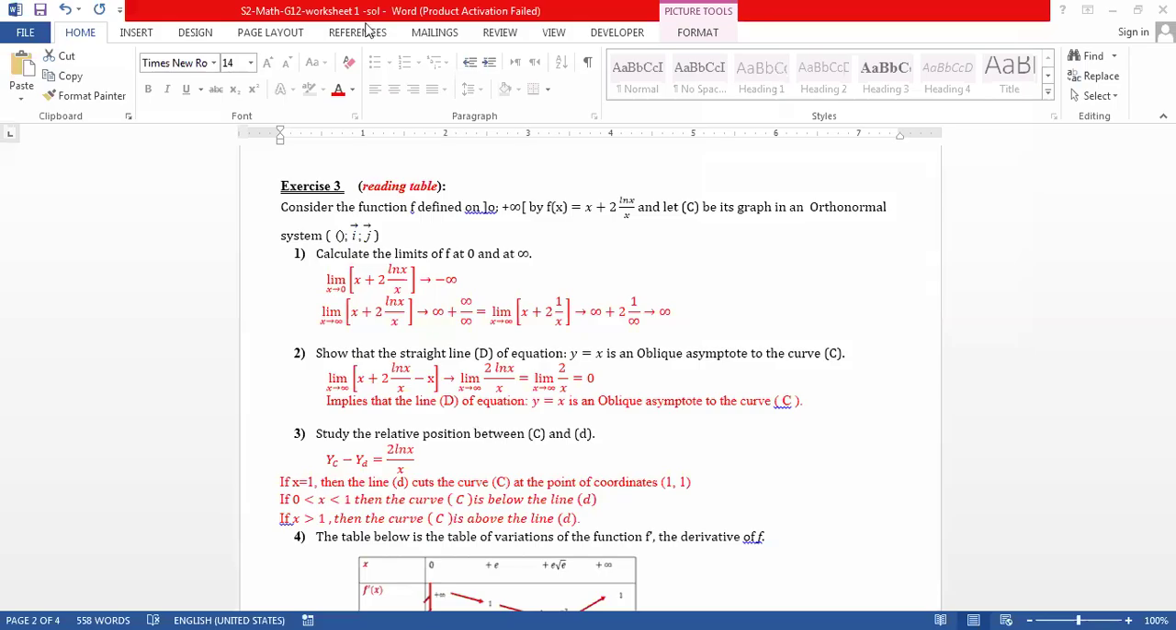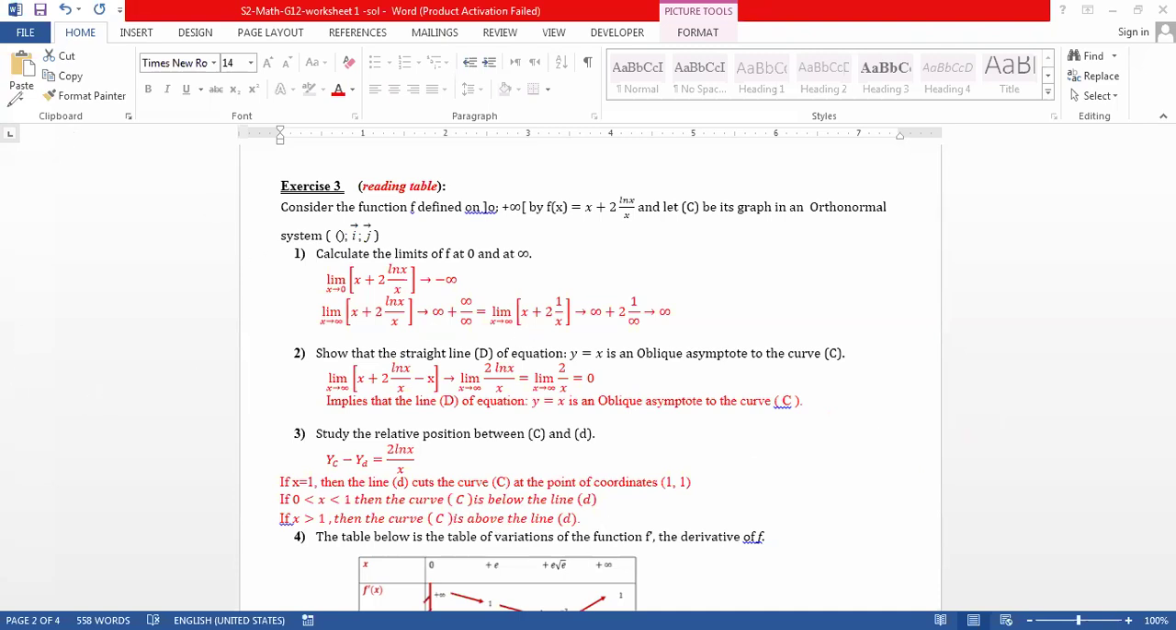And now we need to study the relative position between the curve and the straight line. So y_C minus y_D is 2 ln x over x. If you put this equal to 0, you will get 2 ln x equals 0, which gives x equals 1. So at x equals 1, the line D intersects the curve C at (1, 1). Between 0 and 1, the curve will be negative, according to the small table that we used to do, here we have 1, opposite, same. So between 0 and 1, the curve will be below D. Between 1 and plus infinity, the curve will be above the line D.